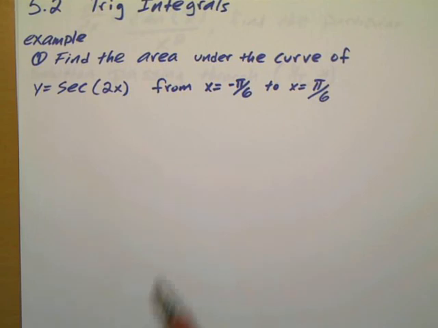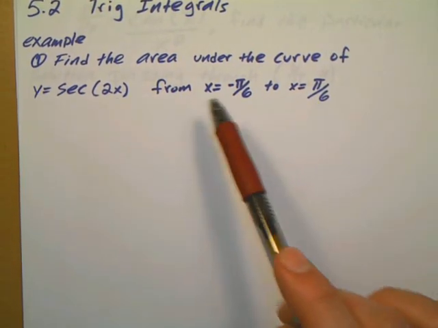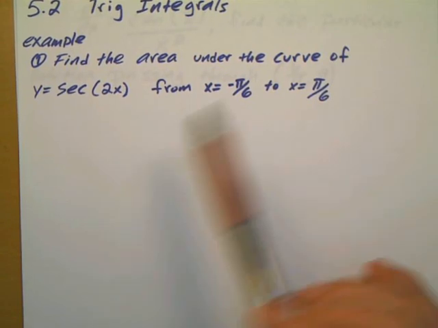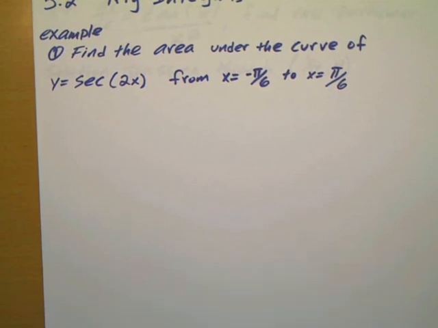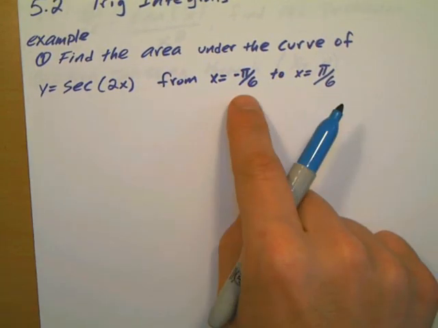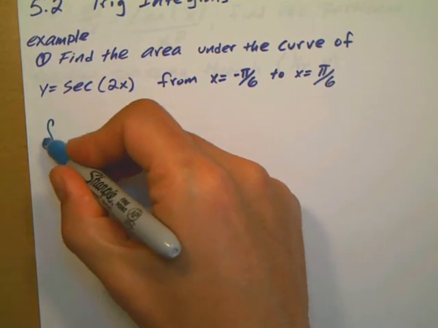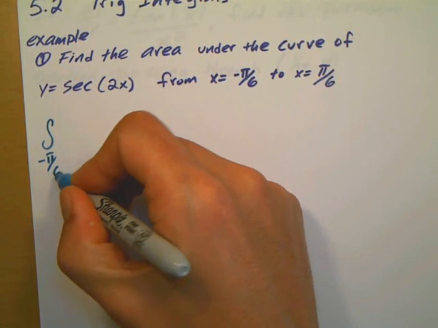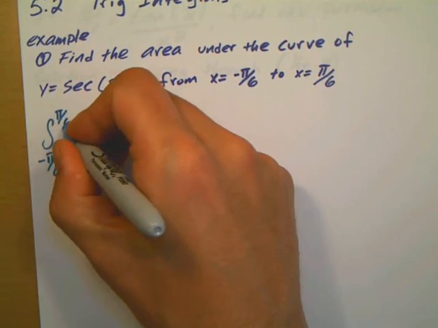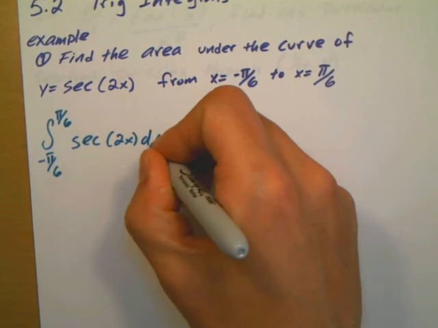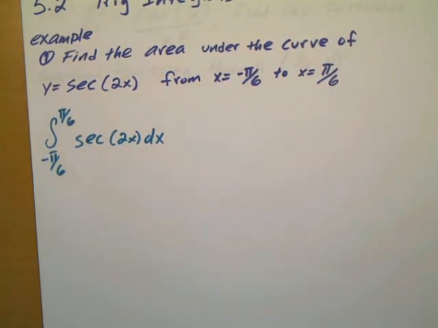The first one is to find the area under the curve of secant 2x from negative pi over 6 to pi over 6. This problem has a lot going on in it, so I'll try to go through it slowly and have it make sense to you. I'm looking for the area, so I'm going to find an integral, and the values it goes from are really going to be my limits. So I'm going to find the integral from negative pi over 6 to pi over 6 of secant of 2x with respect to x, dx.